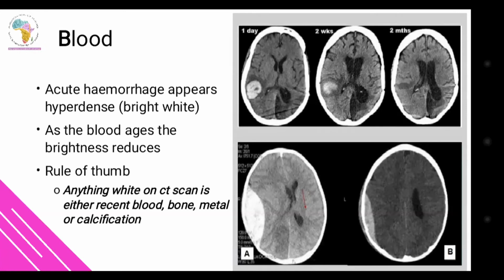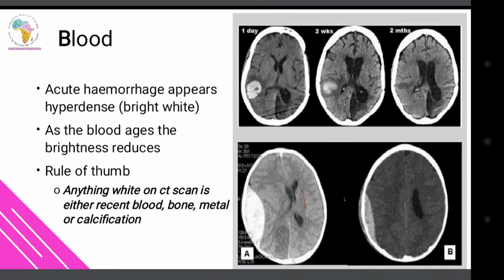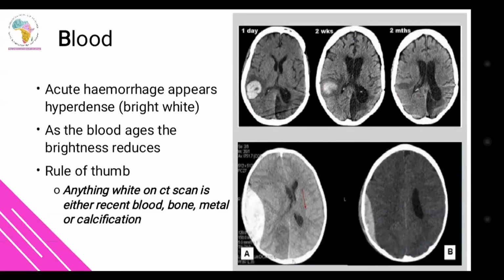So as you can see, you have a hyperdense lesion here, which represents an acute intraparenchymal hemorrhage. Two weeks later on, you see that the density has reduced and it's becoming hypodense. And you can see here, 2 months later, it's no more white as here, but it's now more of a hypodense lesion.